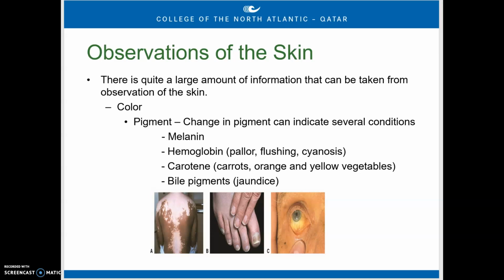Cyan, the root word cyan there means blue, so blue skin. So that's one condition. Carotene is another pigment that we have in our skin. We find it in carrots and orange and yellow vegetables. It has an orange or yellow color.